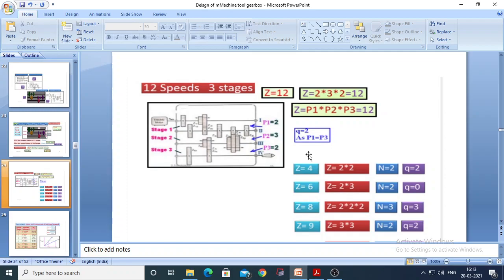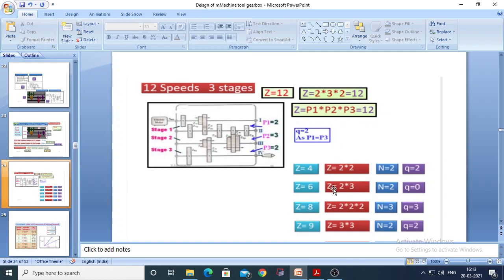How to decide? You have to choose either 2 or 3. If you put P1 is equal to 2, P2 is equal to 3 and P3 is equal to 2, then you will get 12. Otherwise, if you put P1 is equal to 3, then check: 3 into 3 is 9, 9 into 2 is 18. This answer is wrong.